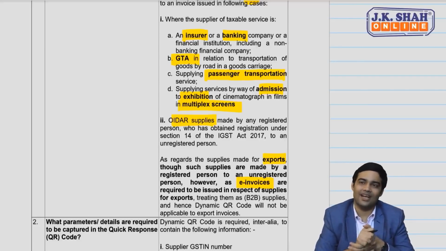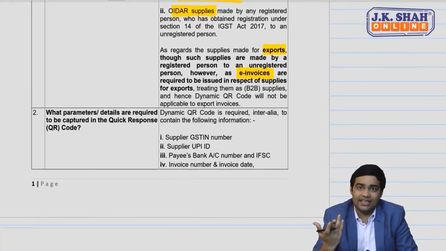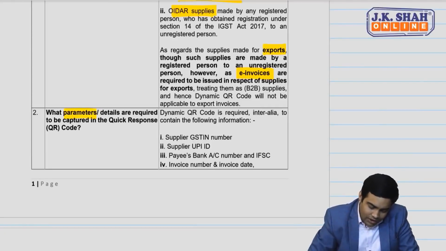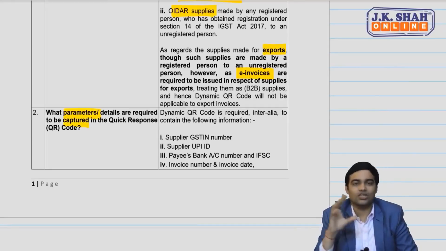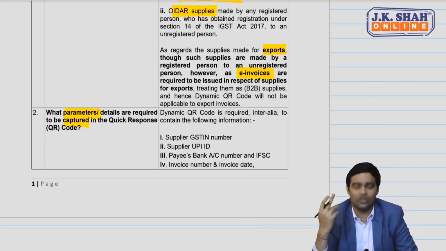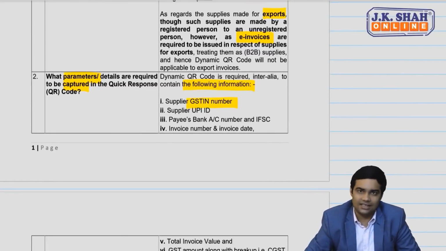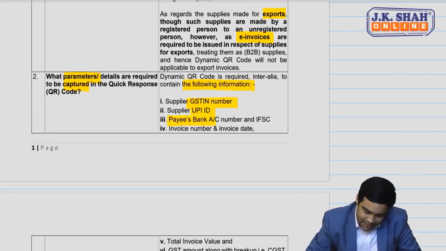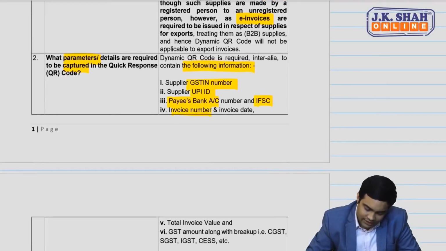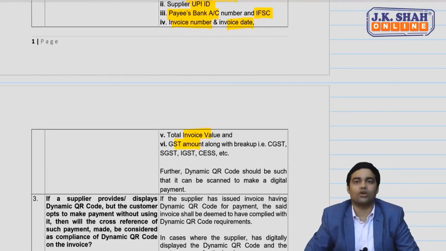Yes. Okay, great. Now, let's see the next question which was asked by the industry. What parameters are required to be captured in QR code? So, industry asked that we will print the QR code on the invoice. But what should that dynamic QR code contain? Let's see what it should contain. It should contain the following information: supplier's GST number, UPI ID, payee bank account IFSC, invoice number, invoice date, invoice value, and GST amount. All this should be there.